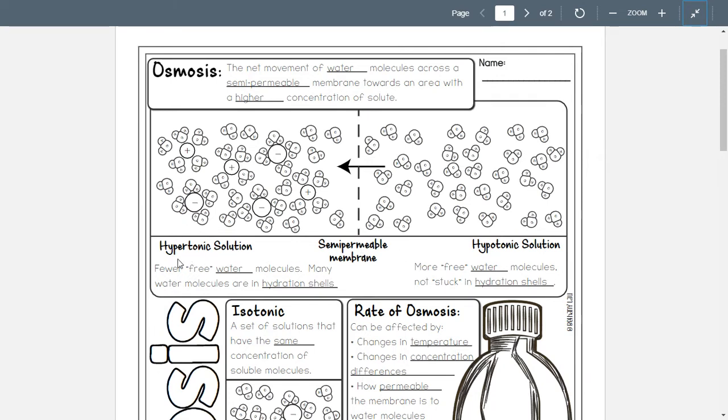A hypertonic solution is one that has a high salt concentration. Tonic, think salt; hyper, think high. So a hypertonic solution has high salt. Well, if there's high salt, there's low water, and water always goes where there's less water. The reasoning is that if there are a lot of salt particles, all the water molecules are going to be busy helping dissolve it.